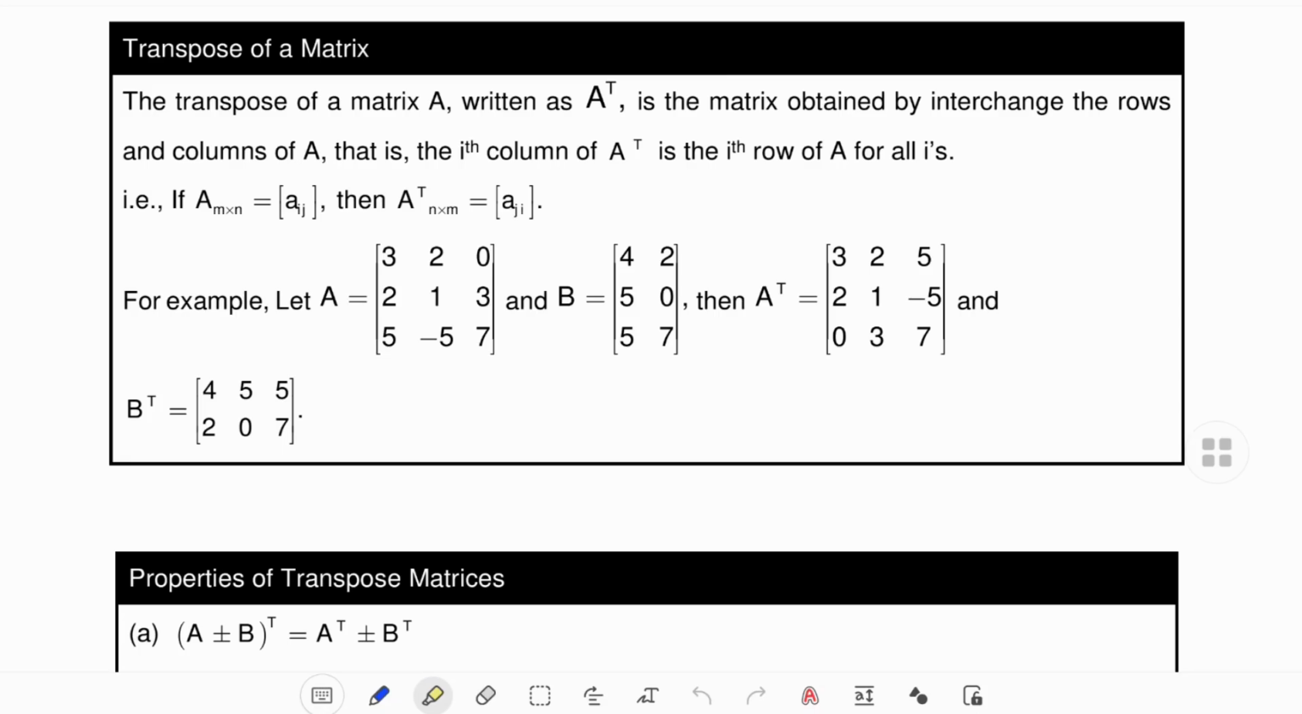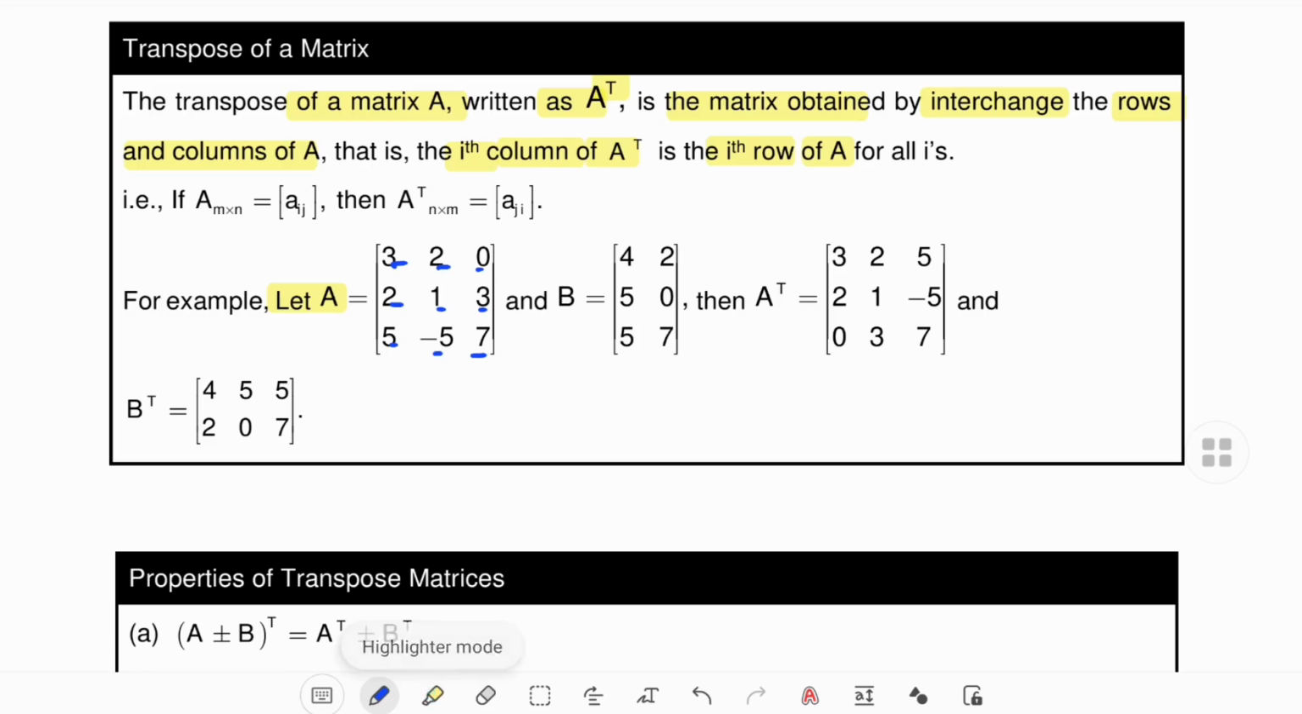The transpose of a matrix, written as A transpose, is a matrix obtained by interchanging rows and columns of A. That is, the ith column of A transpose is the ith row of A. Okay, so let's go for an example. Let's say you are given the matrix A, which consists of the entries 3, 2, 0, 2, 1, 3, 5, negative 5, 7. We want to find the transpose of the matrix A.